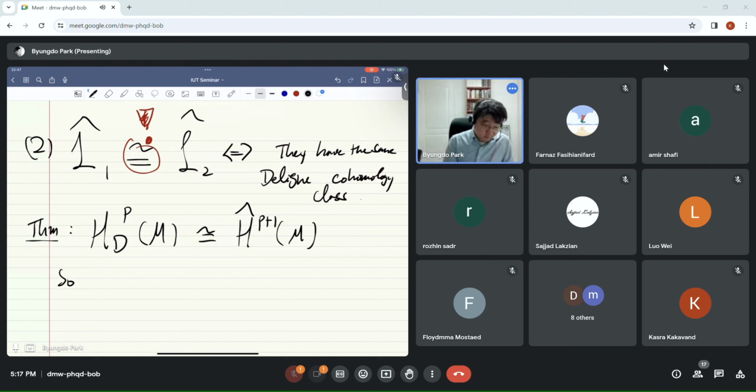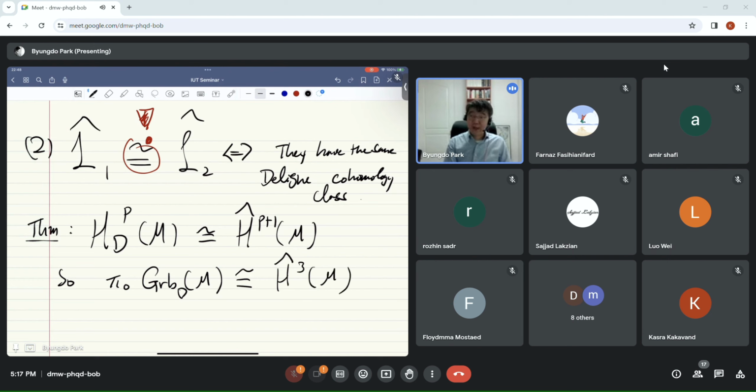So what does this say? Pi naught of this gerb with connection over M, where pi naught means isomorphism classes, is isomorphic to degree 3 differential cohomology classes. So it gives you a classification that up to isomorphism, degree 3 differential cohomology classes are classified by gerbs with connection.